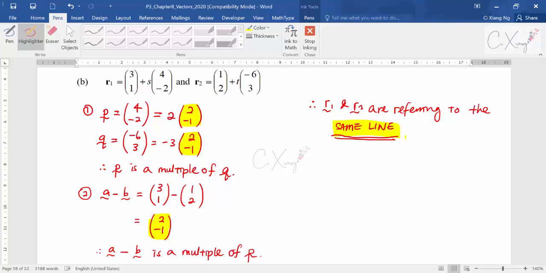Okay, so for this video, I will stop here for two-dimensional cases, and then in the next video, we'll discuss further the three-dimensional cases.